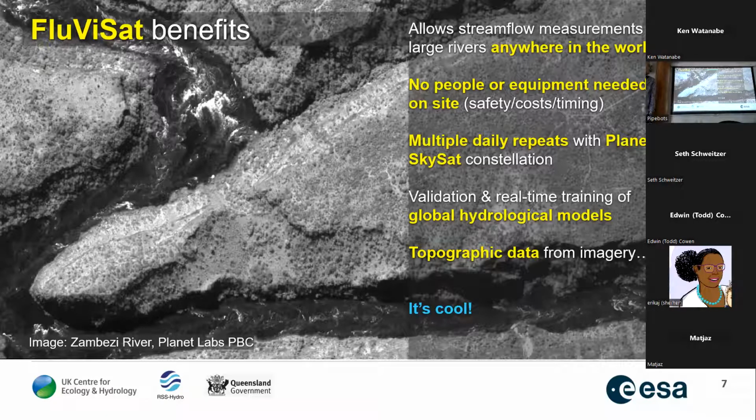We've had 4 videos captured within 23 hours on the River Tweed, close to here. So that's kind of proving it's not just marketing hot air. Validation and real-time training of global hydrological models, we think, could be an application of this. And we're interested to see whether we can get topographic data from the imagery itself to start building up a sort of DEM to run the velocimetry through.